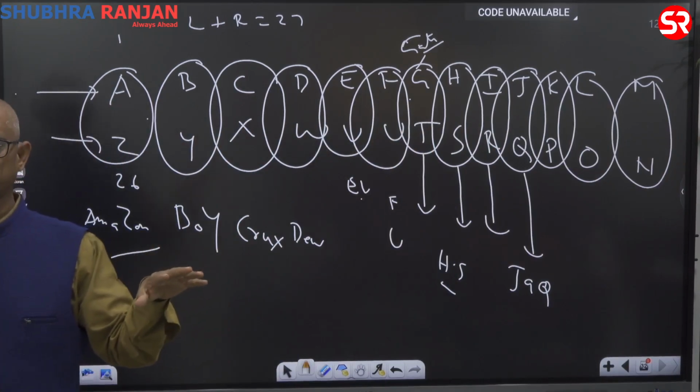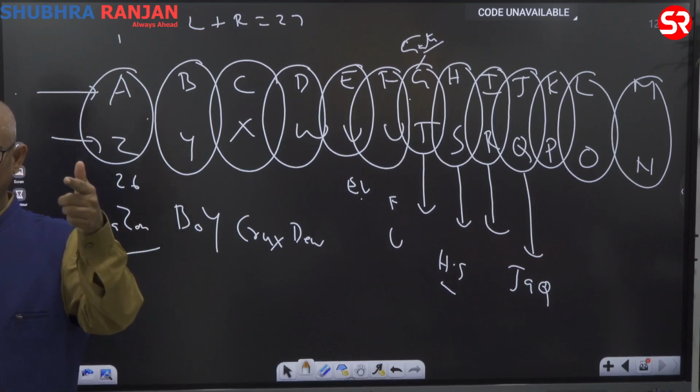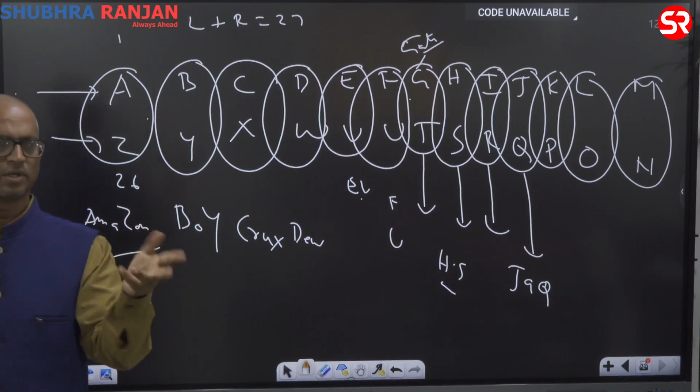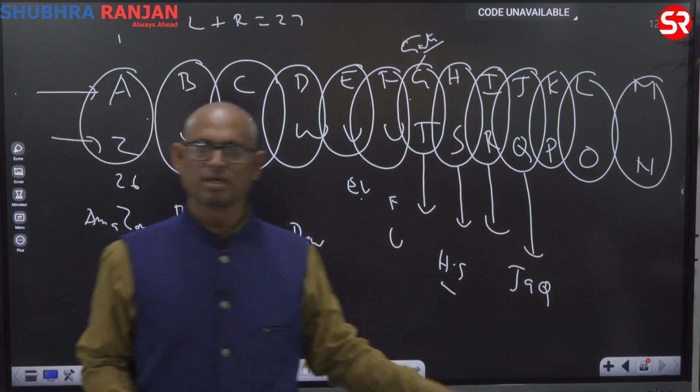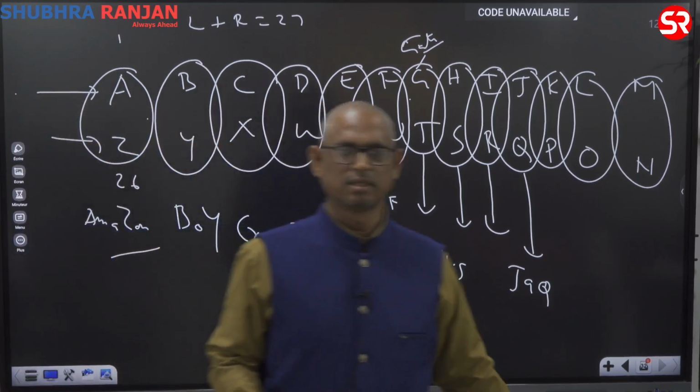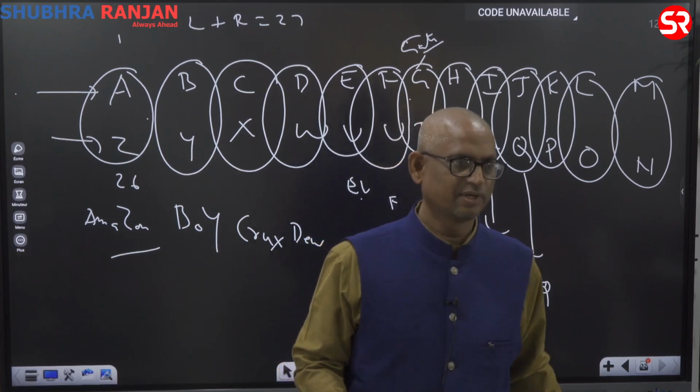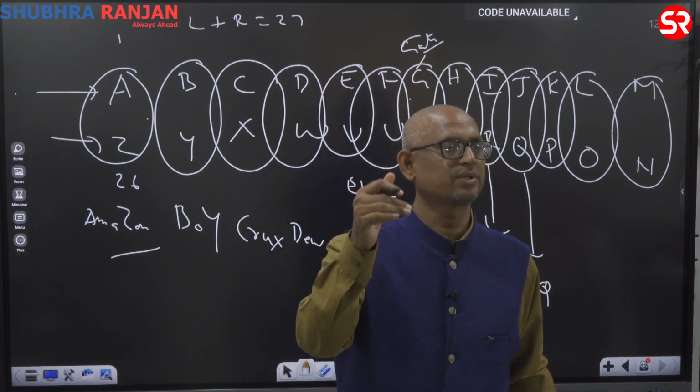You are getting my point? Even compared to CAT, you know CAT, na? Common Admission Test. CGL, you know, na? CGL means Combined Graduate Level exams. Compared to that, CSAT questions are a little bit easy.